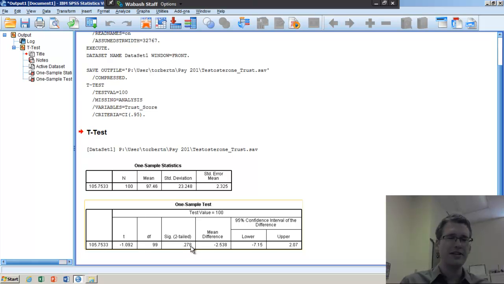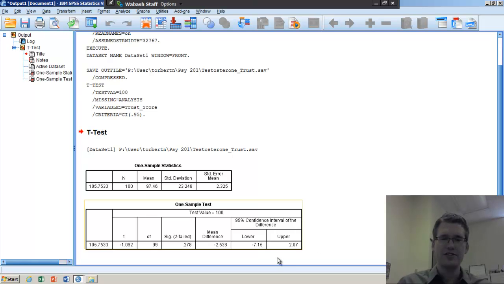So the probability of getting a sample mean of 97.5 if the null hypothesis were true is about 28%. So about 28% of the time we could get a sample with this mean out of our population if in fact testosterone has no effect. So we'd say in this case that it looks like we should fail to reject the null hypothesis and say we really don't have much evidence based on this particular data set to say that testosterone had an effect.